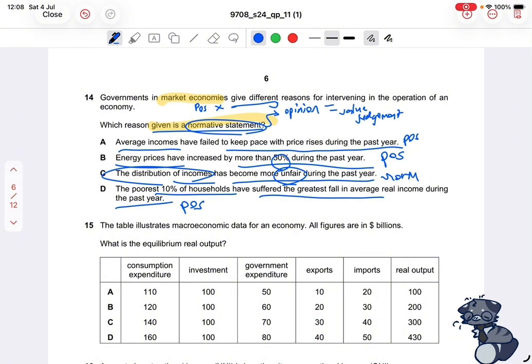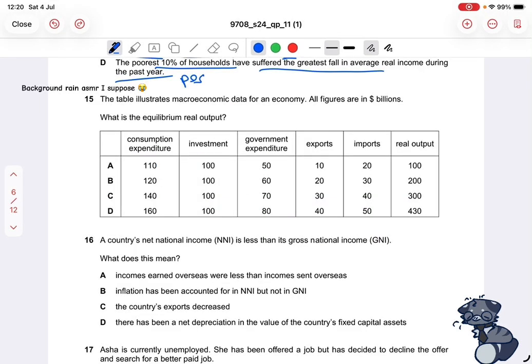That's correct. So number 15, illustrates macroeconomic data for an economy. All figures are in dollar billions. What is the equilibrium real output? So the equilibrium real output is equal to GDP, which is also equal to aggregate demand.